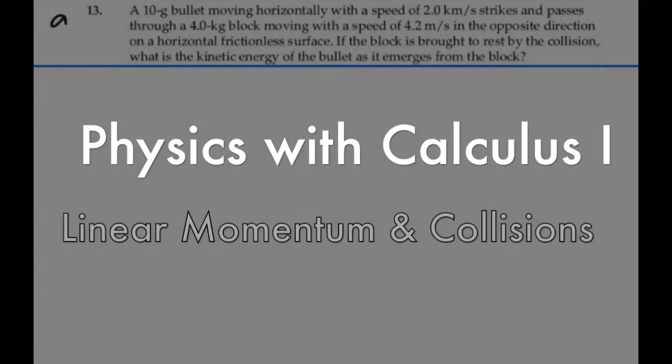Here's problem 913. A 10-gram bullet moving horizontally with a speed of 2 kilometers per second strikes and passes through a 4 kilogram block moving with a speed of 4.2 meters per second in the opposite direction on a horizontal frictionless surface. If the block is brought to rest by the collision, what is the kinetic energy of the bullet as it emerges from the block?